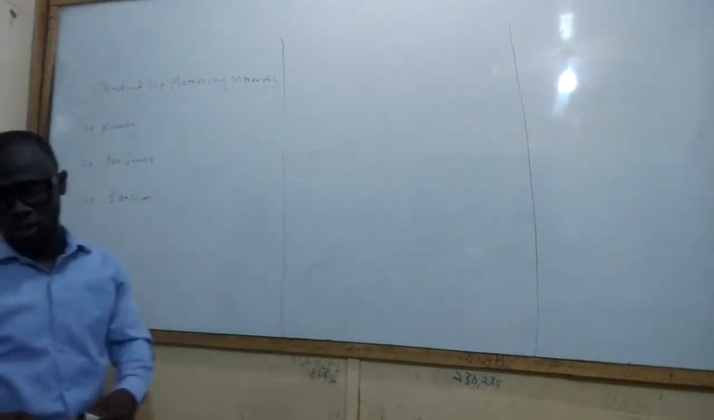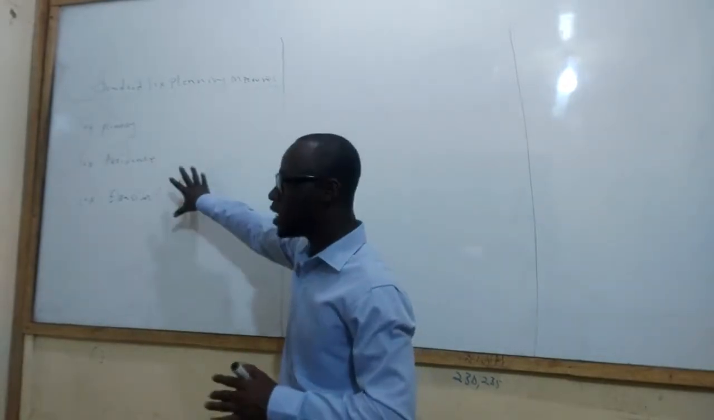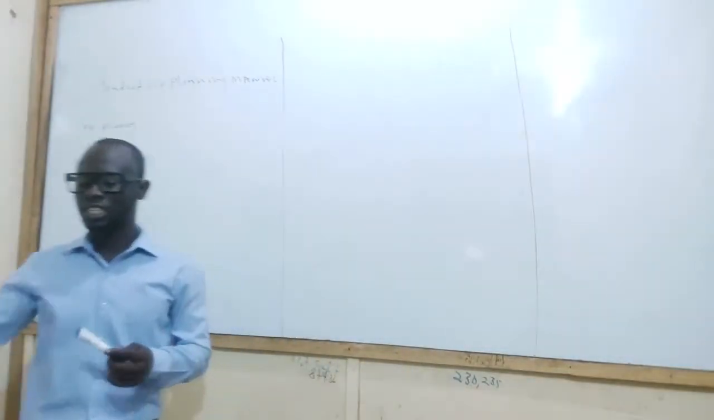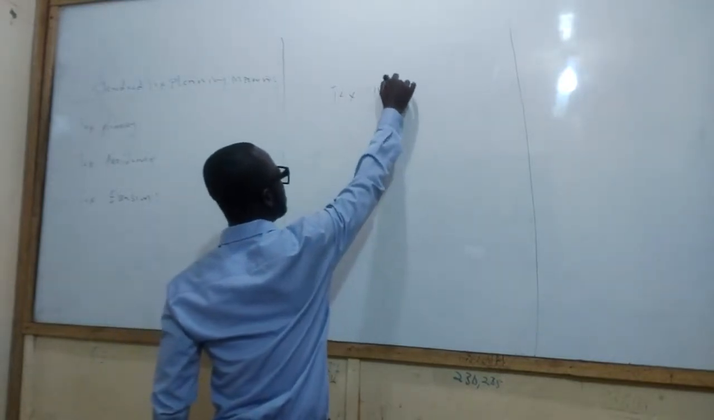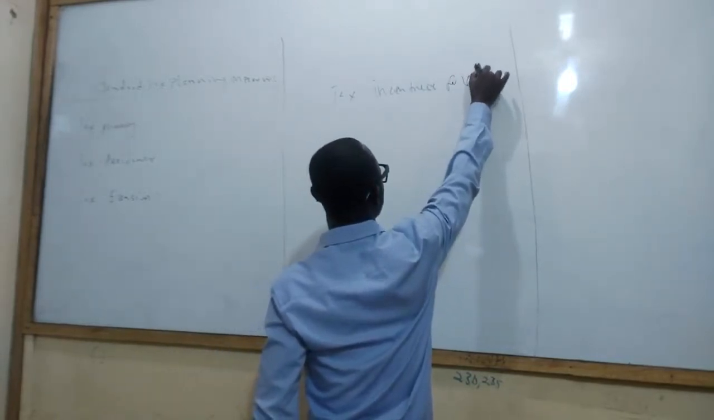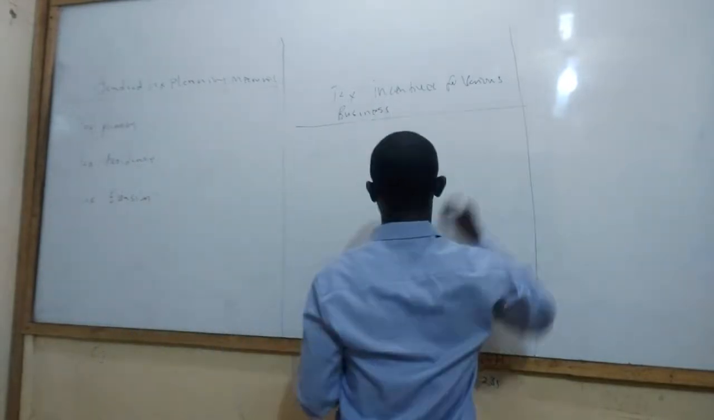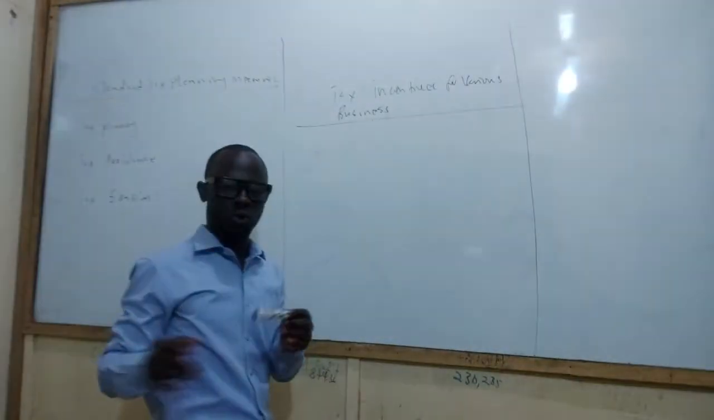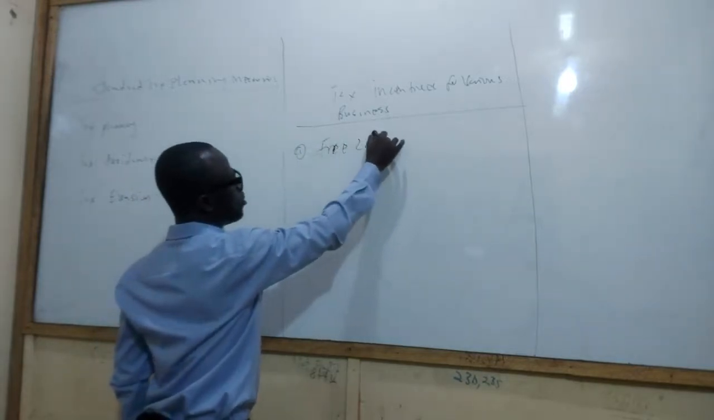So let's look at the various ways through which businesses can avoid tax legitimately and pay lower tax in that case. Let's start with tax incentives for various businesses. What are the various tax incentives available for various businesses? The first one we want to look at is free zones, free zone businesses.